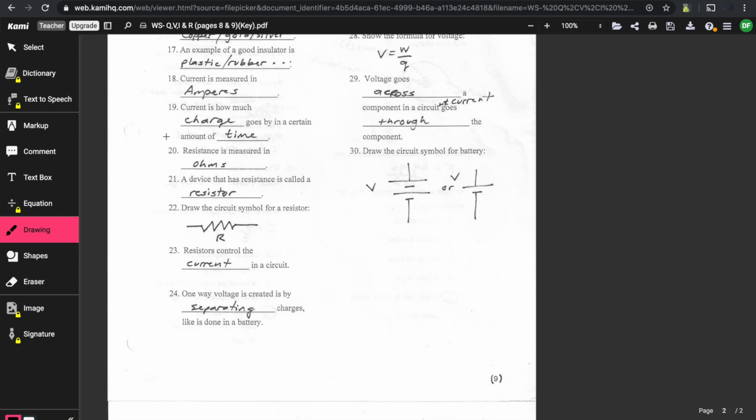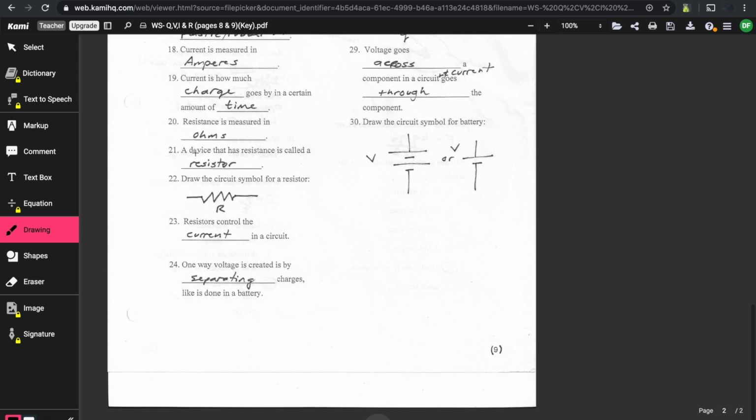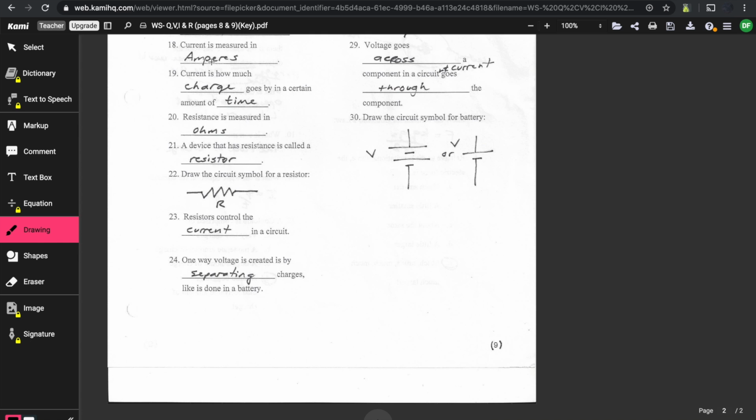It does not allow electrons to flow easily, but you can take a rubber balloon and rub it against your hair, and you can charge the balloon. Current is measured in amperes. It's named after a French gentleman who did a lot of work with current. We often shorten it to amp.